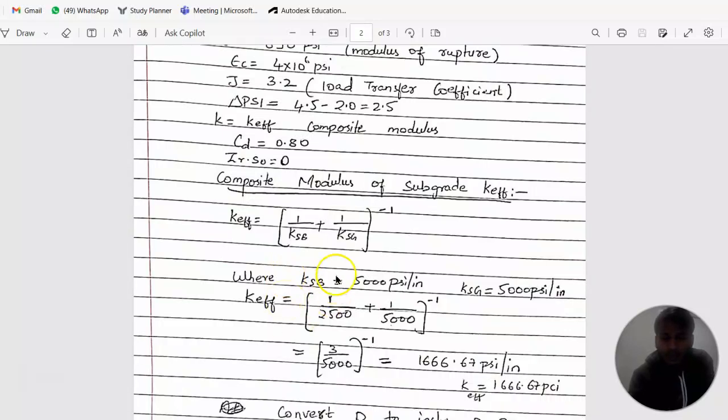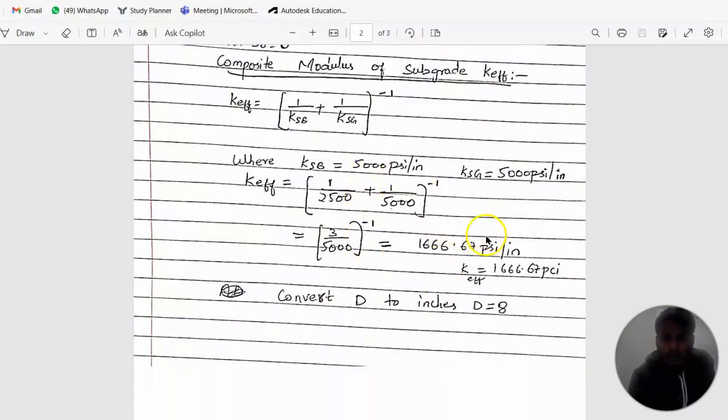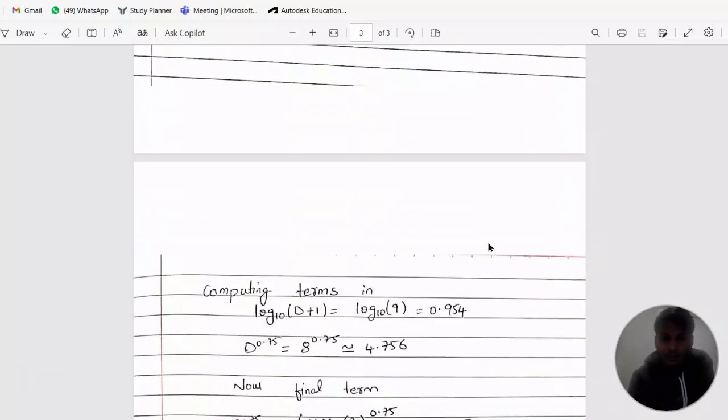When we substitute these values, we will get 2 by 5000. So the final answer will be 1666.67 psi per inch. Psi per inch is also known as PCI. So we get the value of K effective is equal to 1666.67 PCI.